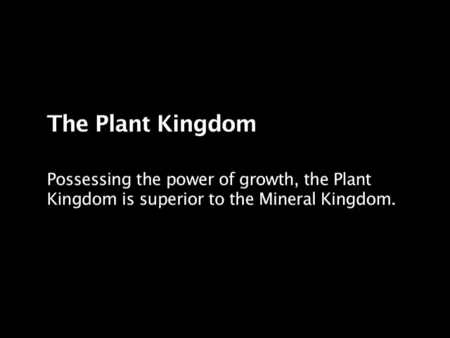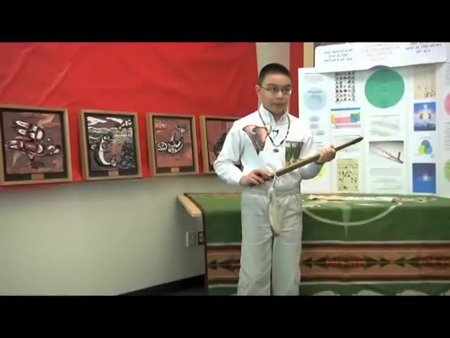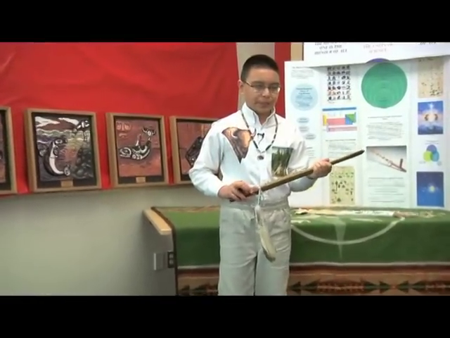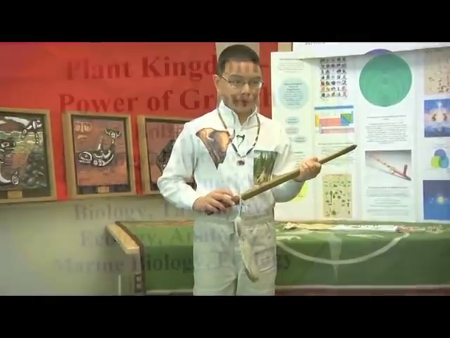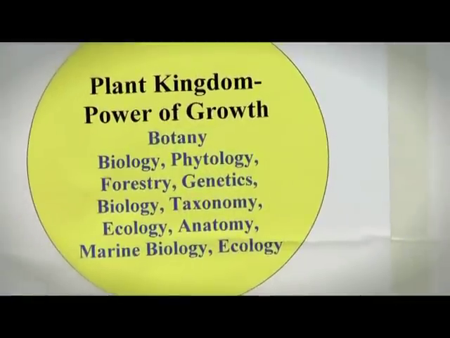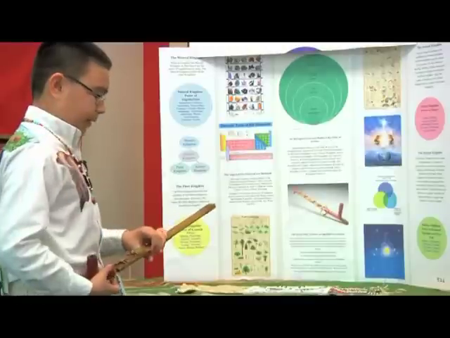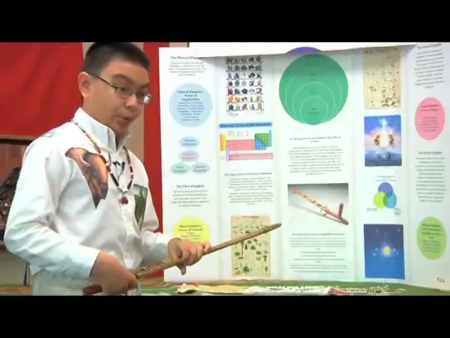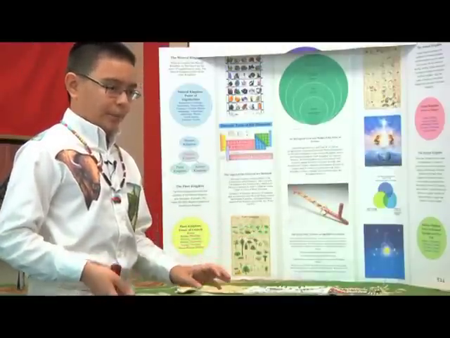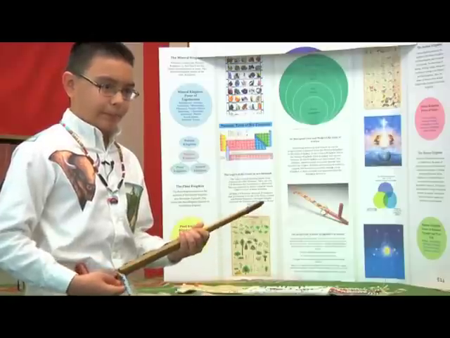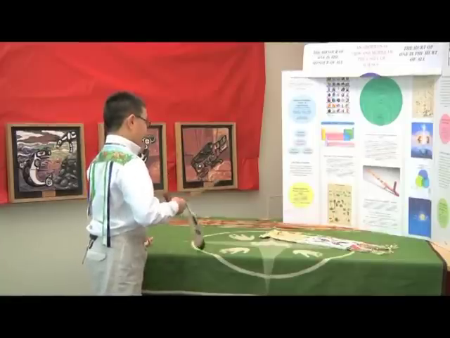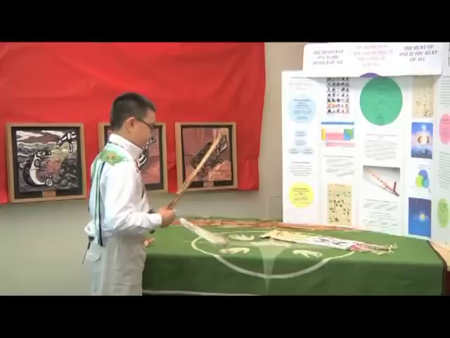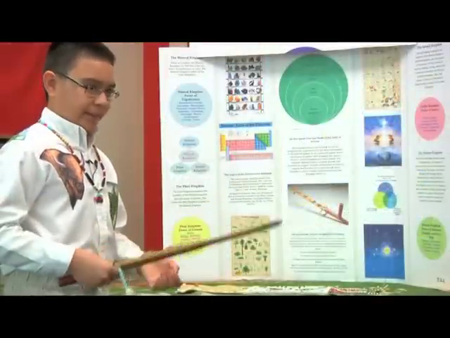The plant kingdom possesses the qualities of the mineral kingdom, plus the power of growth. This makes the plant kingdom more complex than the mineral kingdom. The plant kingdom was made out of minerals, but it can grow, and that's a lot more complex than just inanimate things.